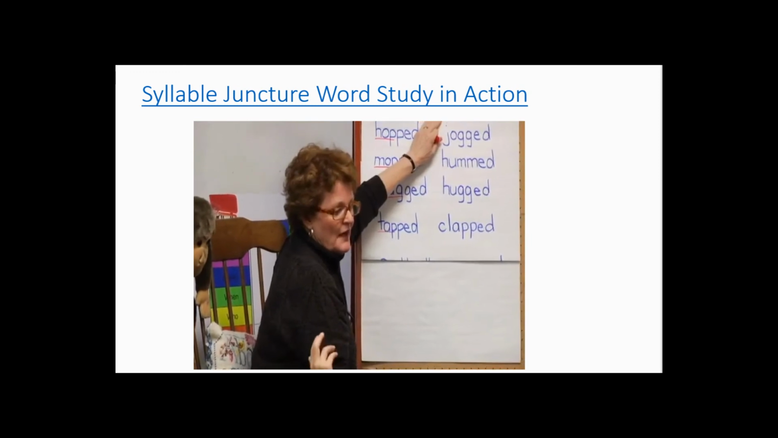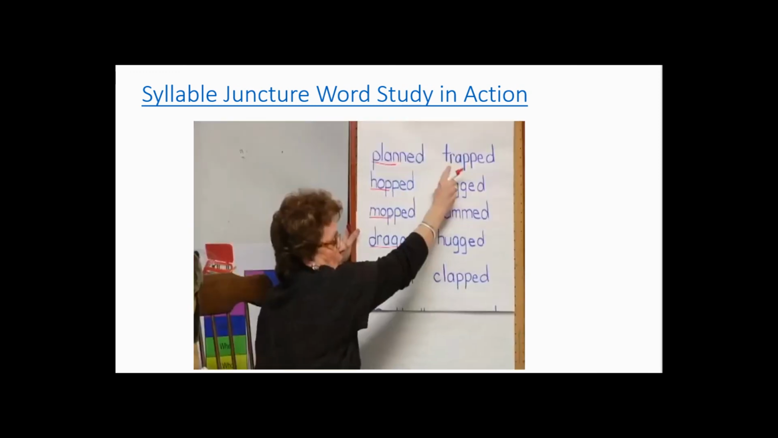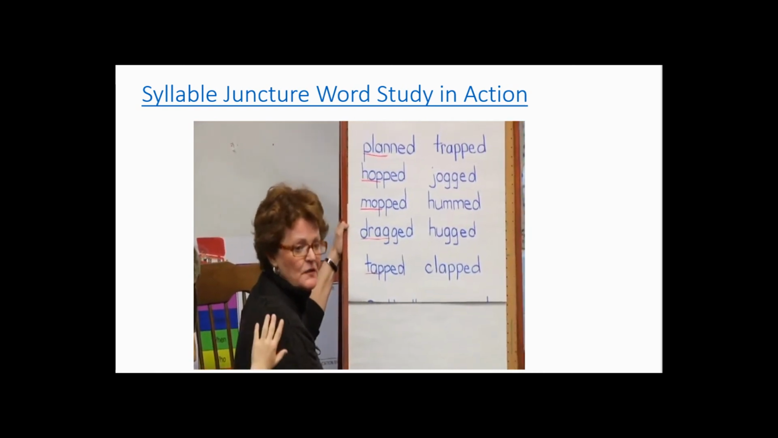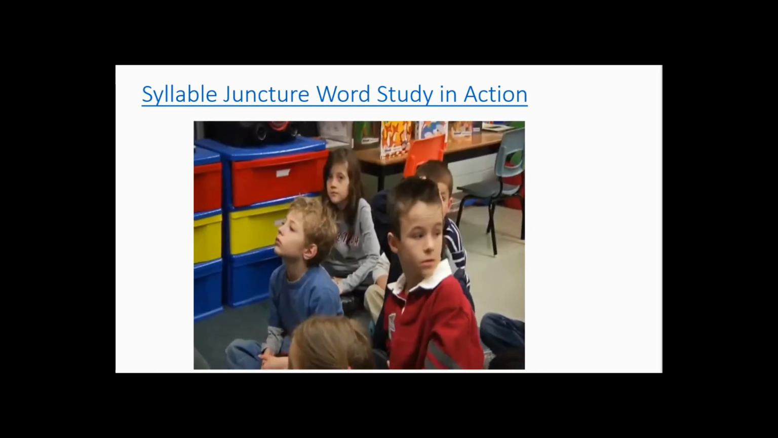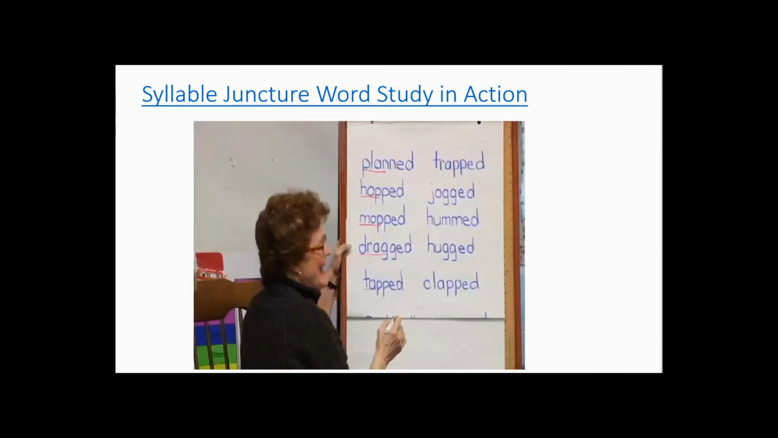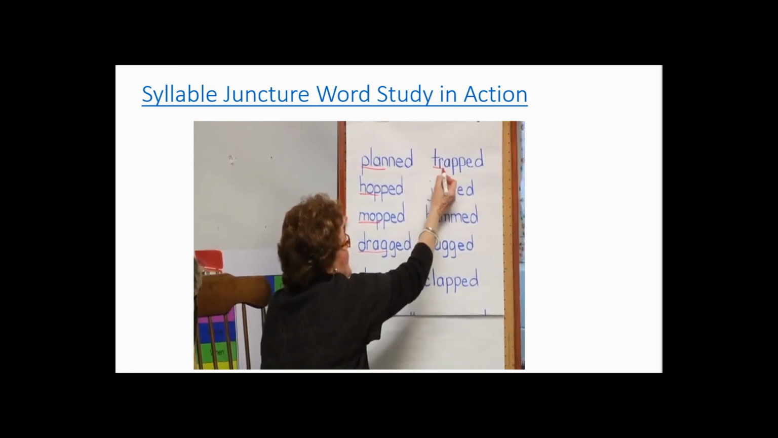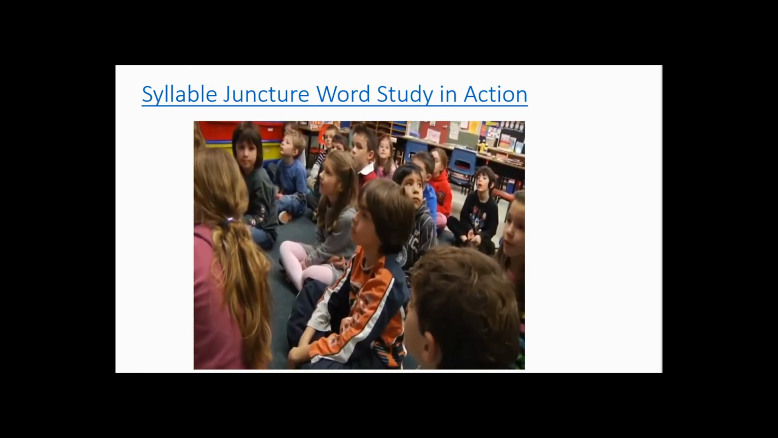Let's go up here. What is the base word, Julia? Trap. And there's something funny at the beginning that we sometimes forget. What do we call those pieces? Melissa? It's a blend, and sometimes we don't always hear that R, do we? So we have to watch for that. So let's look very carefully.